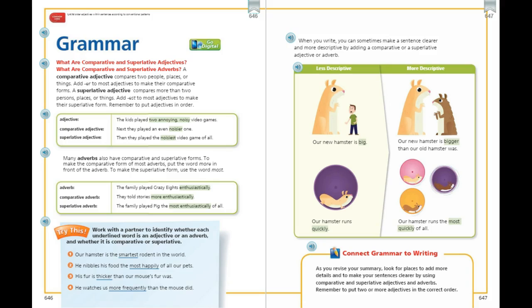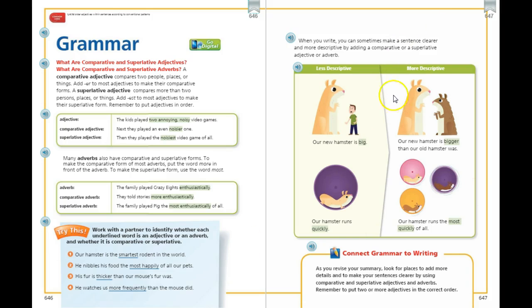All right, you are going to turn in your student book to page 646. We're just going to look at these 2 pages and then you'll be done. So it's just another review here on comparative and superlative adjectives and adverbs. I'd like you to read through this top part with your learning adult and then try this working with that learning adult. See if you can identify whether each of the underlined words is an adjective or an adverb, and then if it is comparative or superlative.